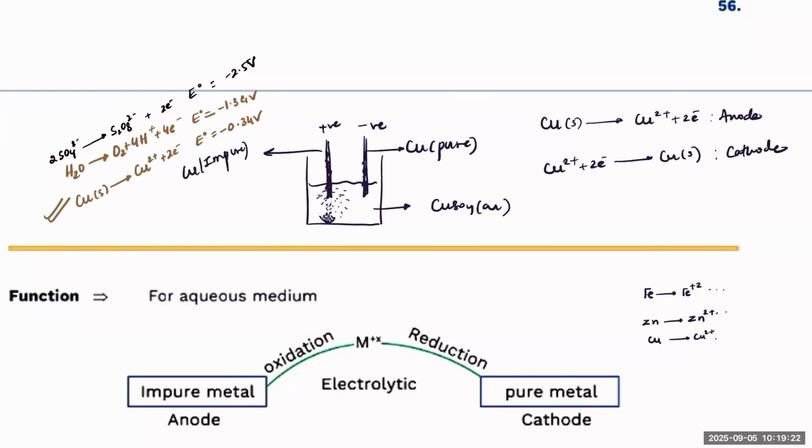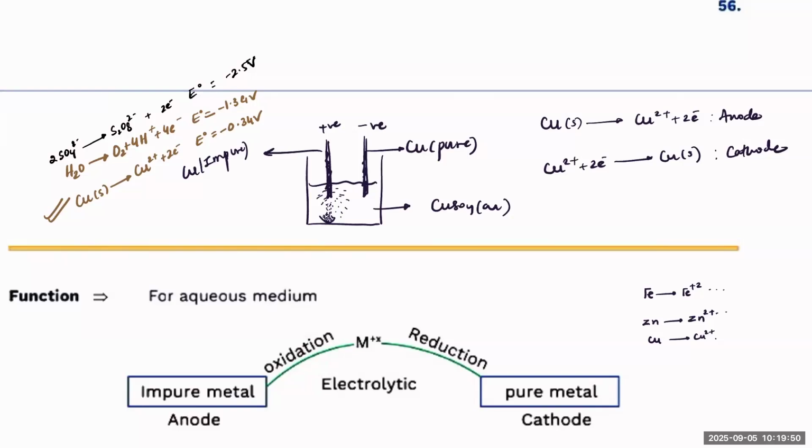And impure copper keeps dissolving here. So this is the way you can make the impure copper move towards the cathode and become pure copper. While doing this, you will see there are certain metals which will get deposited here. Which could be those metals?